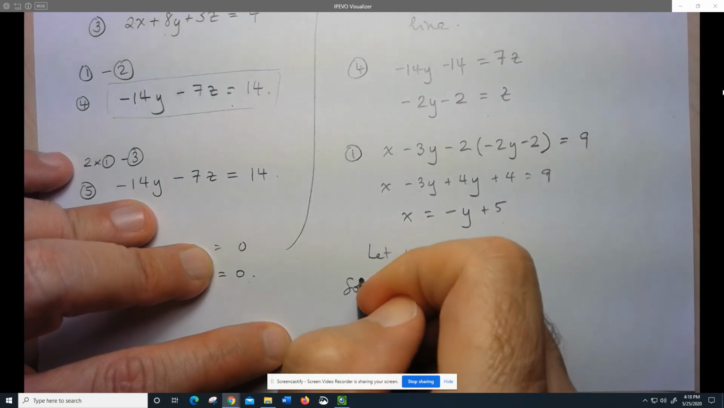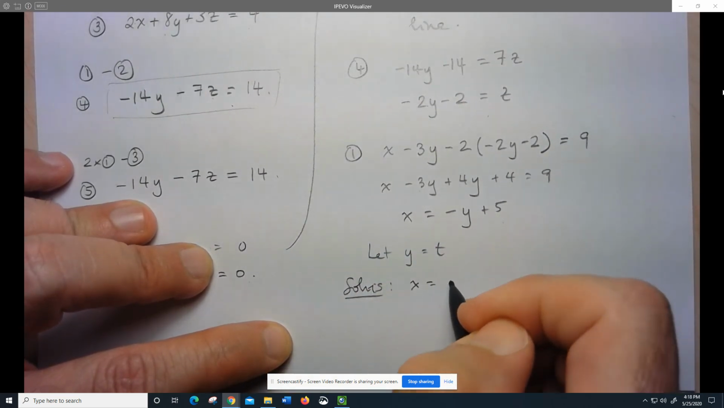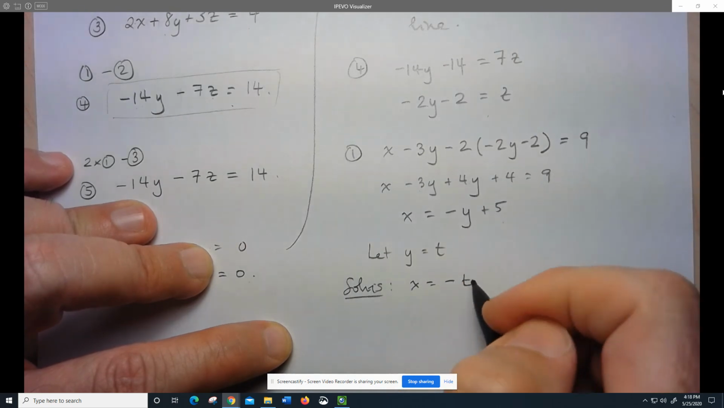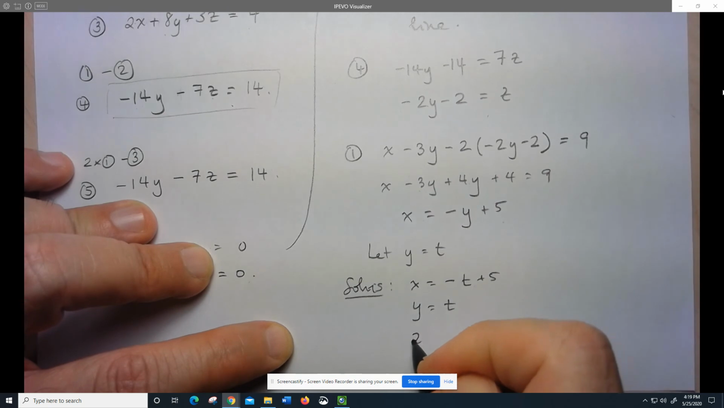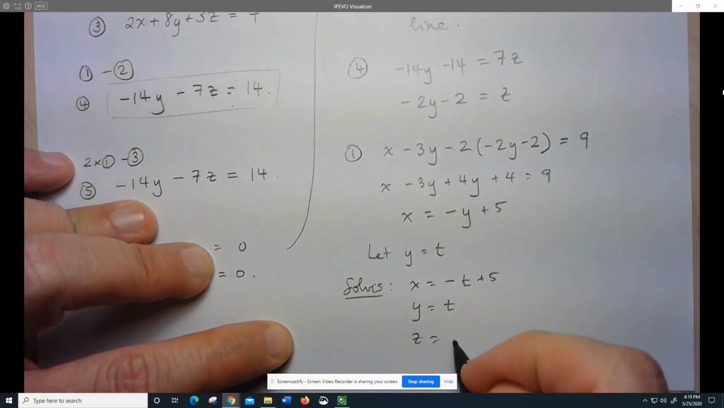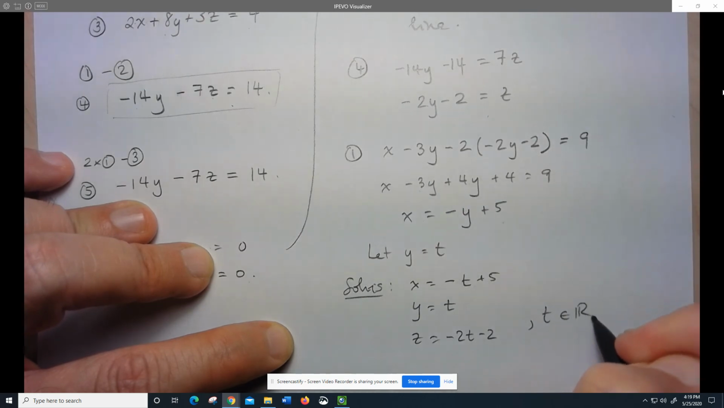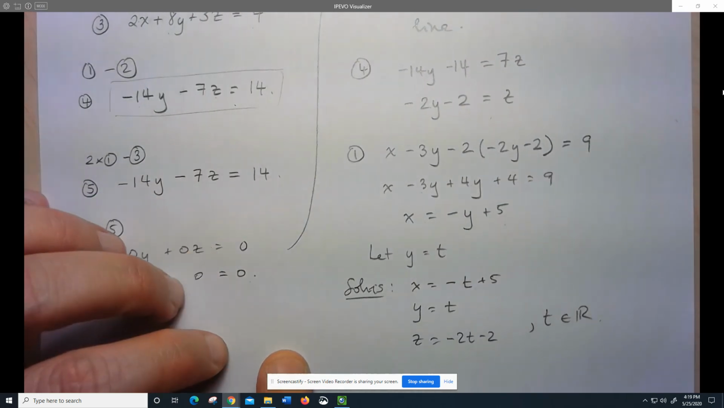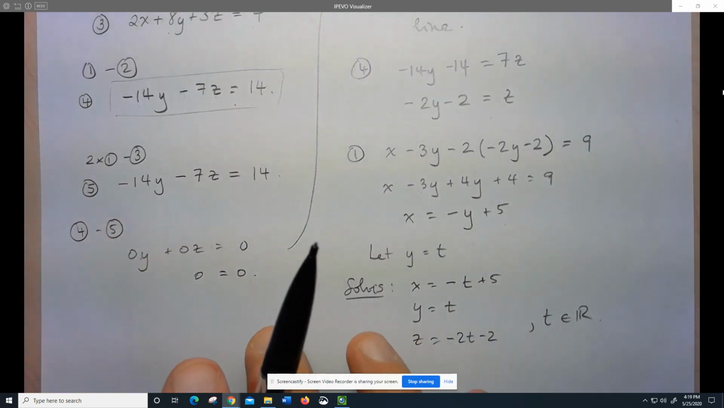So my solutions are given by x equals negative t plus 5, y equals t, and z equals negative 2t minus 2, where t can be any real number, which of course we remember represents the equation of a line.